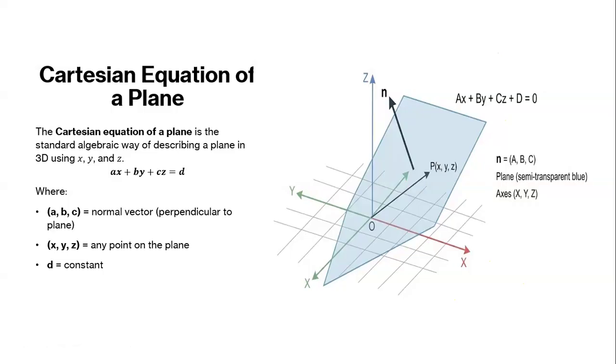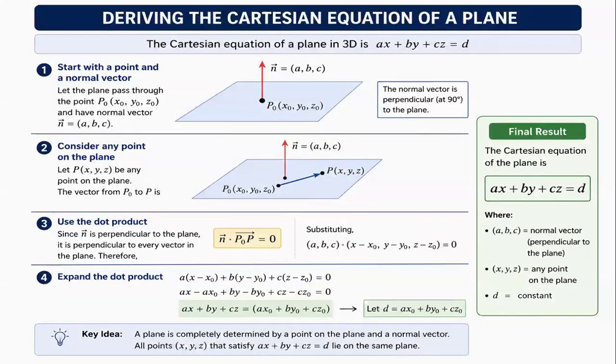So the next slide will have how we derive the Cartesian equation of a plane. The Cartesian equation of a plane in 3D again is ax + by + cz = d. So the first thing you do is you start with a point on a normal vector. So the point here is a point on the normal vector.